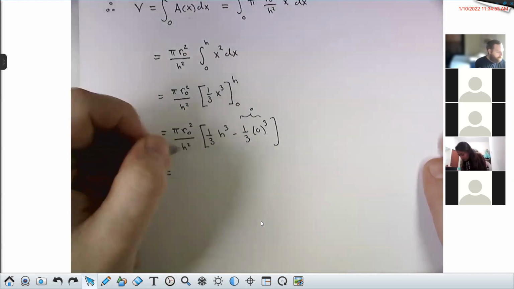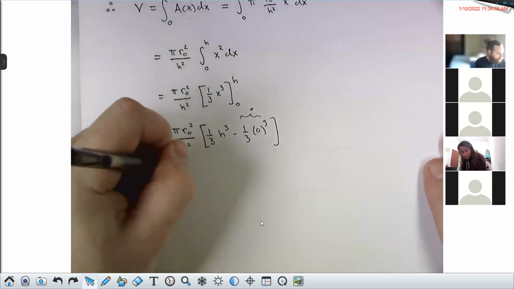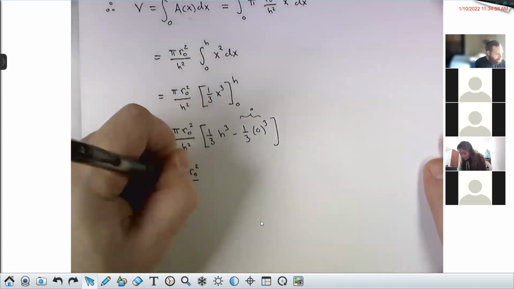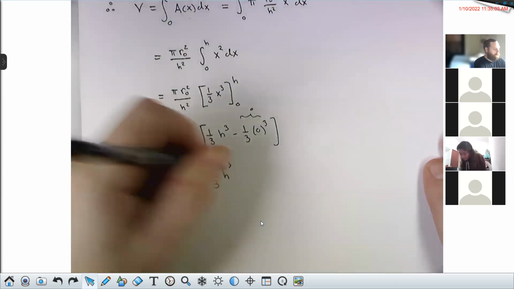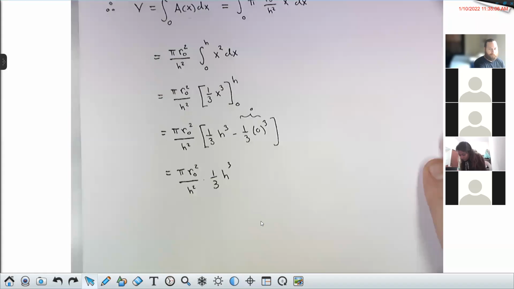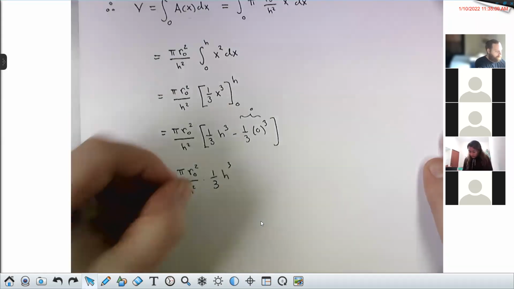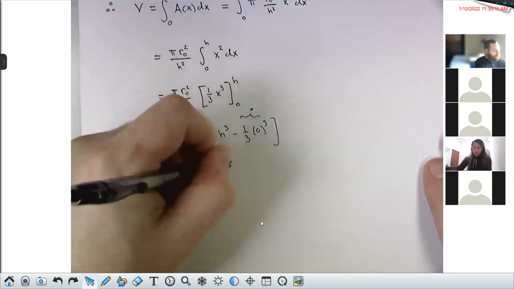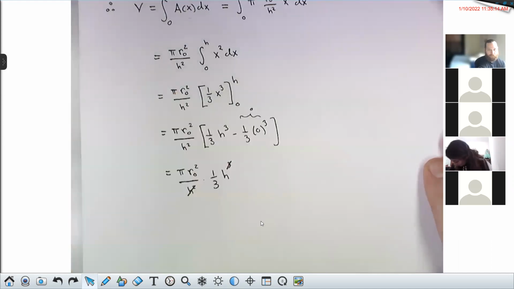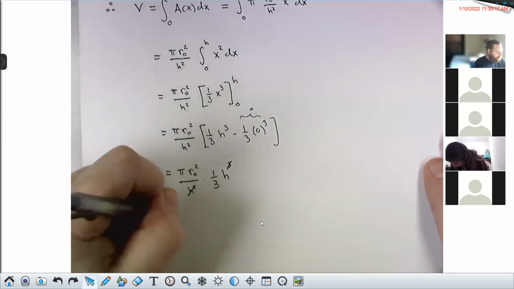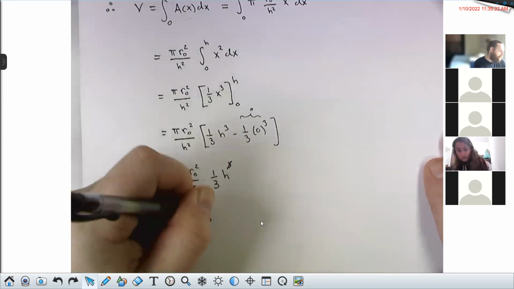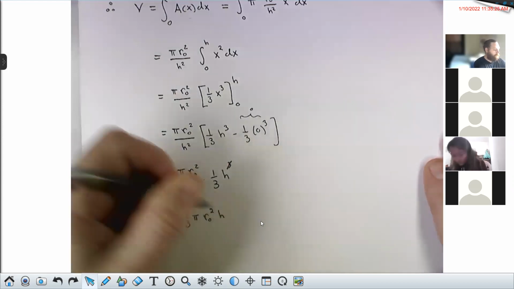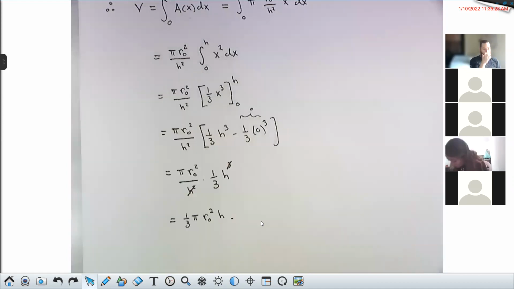So I will have altogether here pi r naught squared over h squared times 1/3 h cubed. I have an h squared downstairs and an h cubed upstairs. Those cancel to just h upstairs. And the end result is the formula you may remember from high school, 1/3 pi times the radius of your cone squared times the height. That's it. That is the volume of a right circular cone.